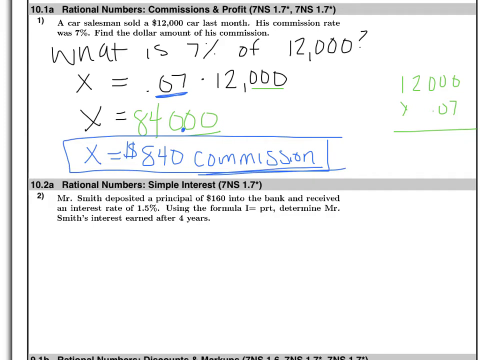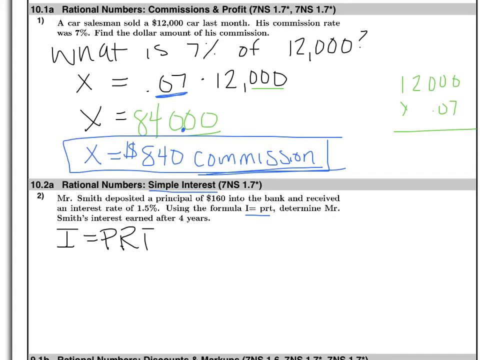All right, number 2. Mr. Smith deposited a principal of $160 into a bank and received an interest rate of 1.5%. Using the formula I equals PRT, determine Mr. Smith's interest earned after 4 years. Well, 2 hints. 1, they called it simple interest. And 2, they gave you the simple interest formula, which means take the formula and write it. Interest equals P, principal, times rate, times time.